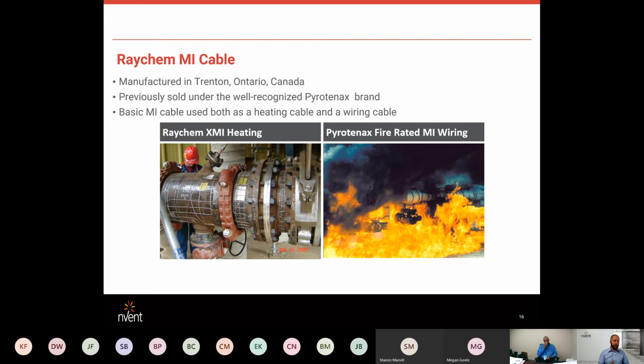Or you can run your conduit, pull your wire, and then insulate all that conduit and jacket all that. And the price comparison, it's a no-brainer when you start looking at the numbers: the price of our MI cable fire wiring versus conduit and wire installation and then insulation and jacketing. It saves a lot of money. So that's the other important application with an MI cable, a non-heating MI cable.